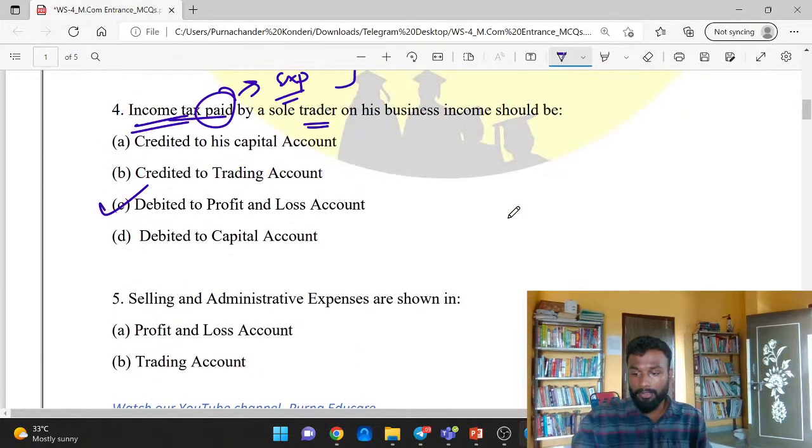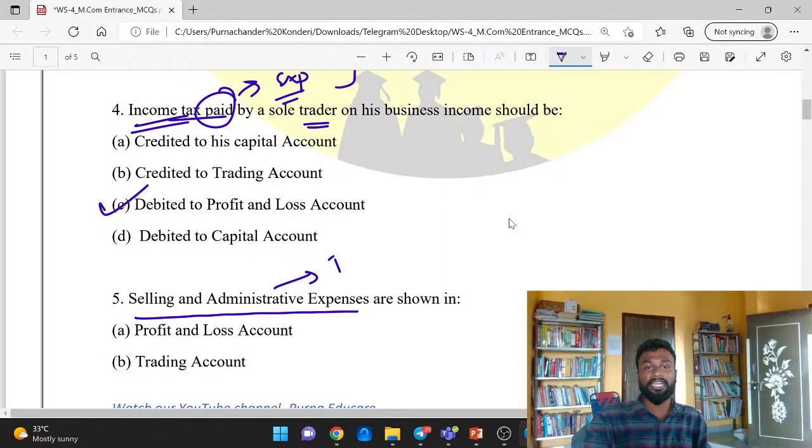See, very much important. Selling and administration expenses are indirect expenses. So indirect expenses will be shown in profit and loss account. Is that okay?